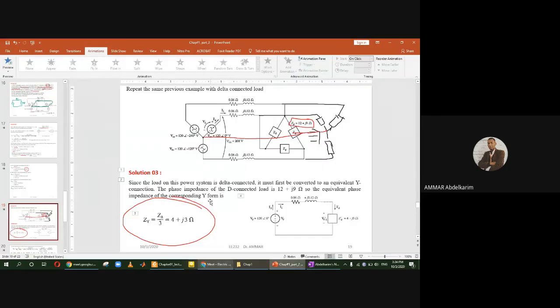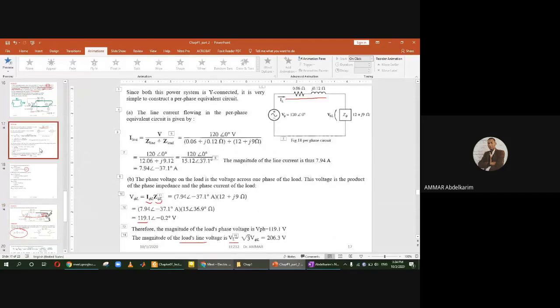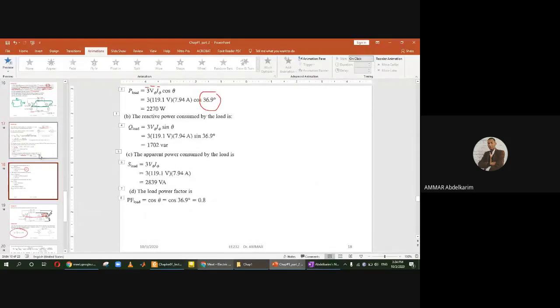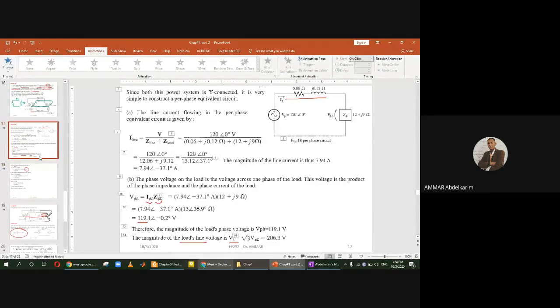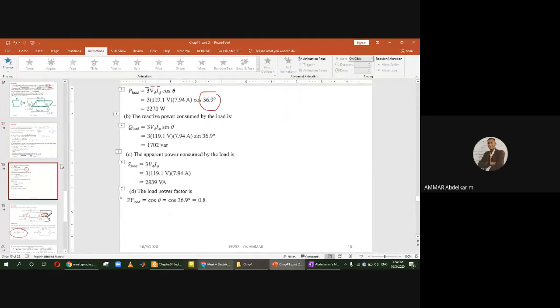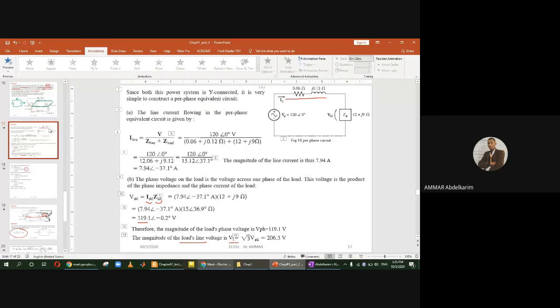Okay, so here the angle. The angle should be negative, not positive, normally. Let's continue and we are going to check it next time.